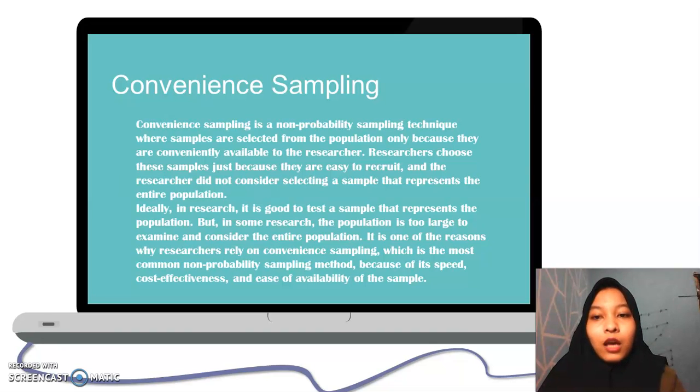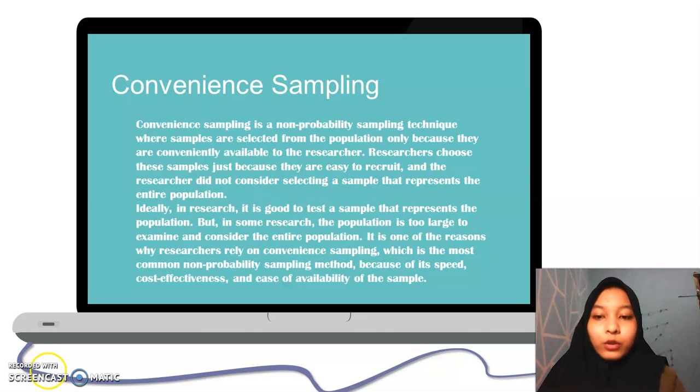Convenience sampling is a non-probability sampling technique where samples are selected from the population only because they are conveniently available to the researcher. Researchers choose these samples just because they are easy to recruit, and the researchers do not consider selecting a sample that represents the entire population.